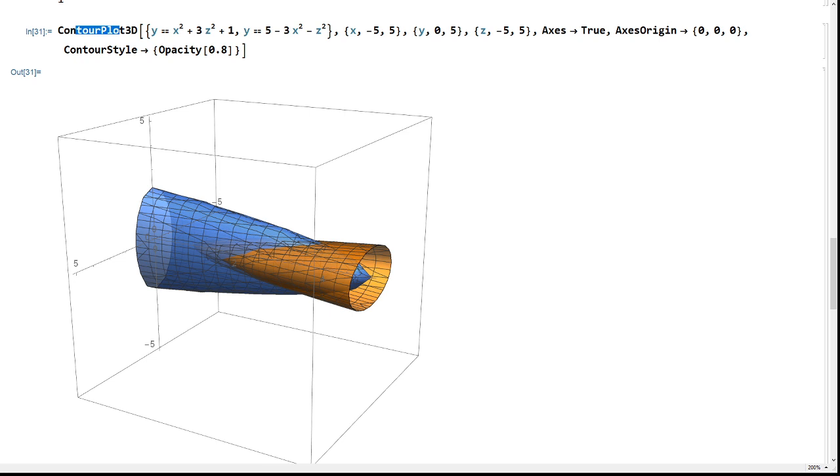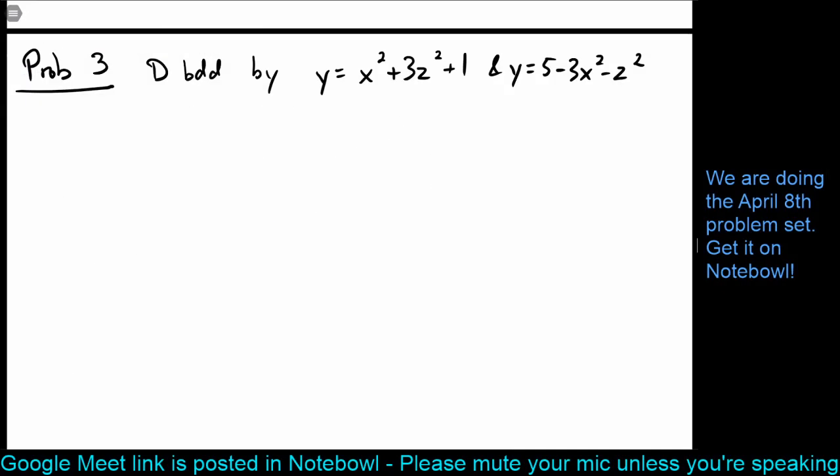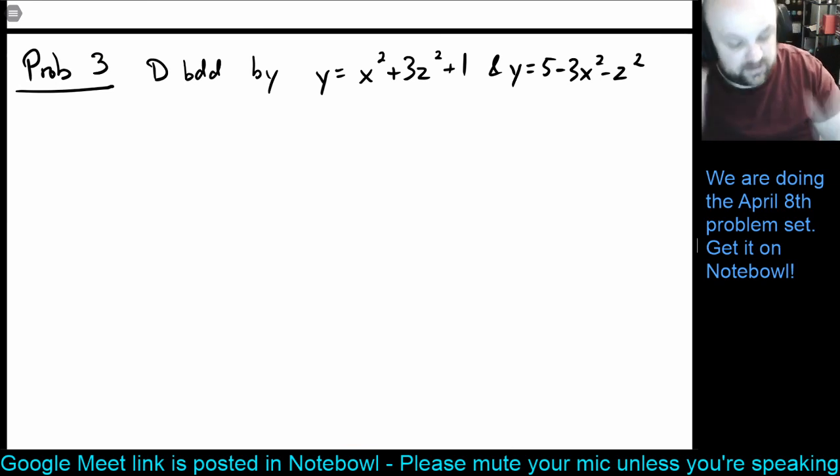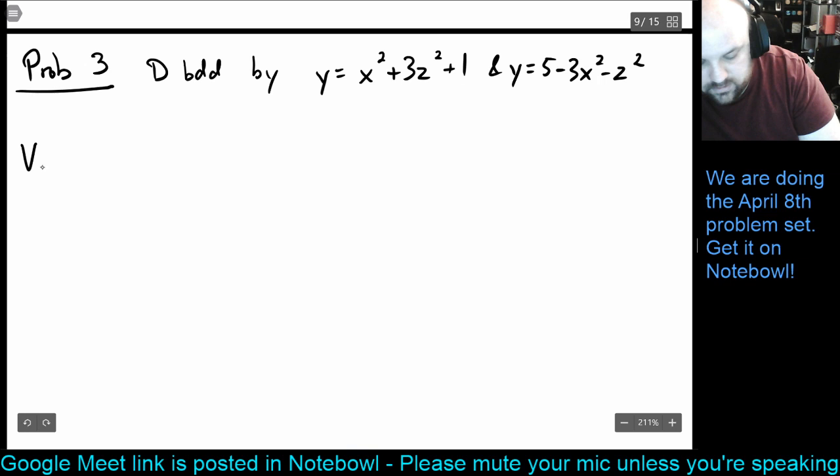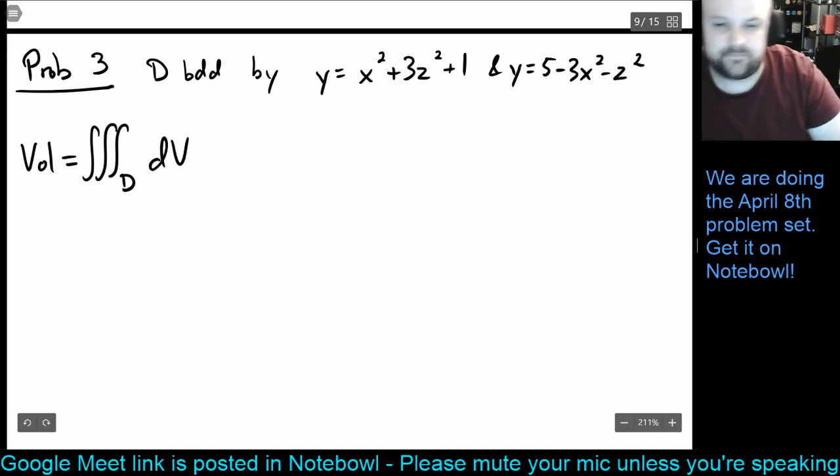All right, so hopefully that makes some kind of sense. So when we want to set up the volume for this, the integral for the volume is going to be a triple integral, again, over D of dV. And we need to decide on an order of integration.